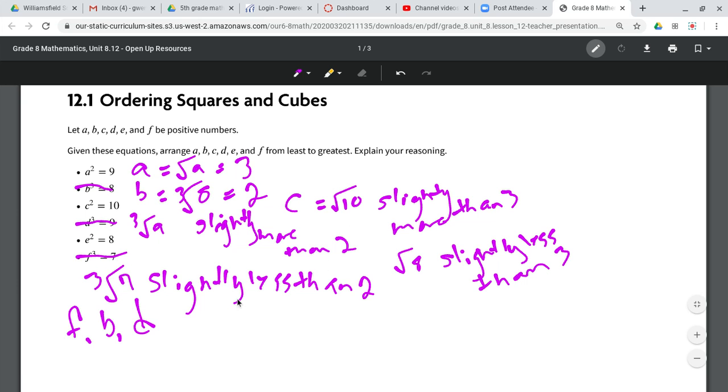All right, so we got slightly less than 2. We've got 2. We've got slightly more than 2. What comes after slightly more than 2? Well, slightly less than 3, do we suppose? Yes, indeed. So E comes next. And then what's next? So for slightly less than 3, then we're going to go to 3. So A will be our next one. And so by process of elimination, C is going to be the largest because C is slightly more than 3.